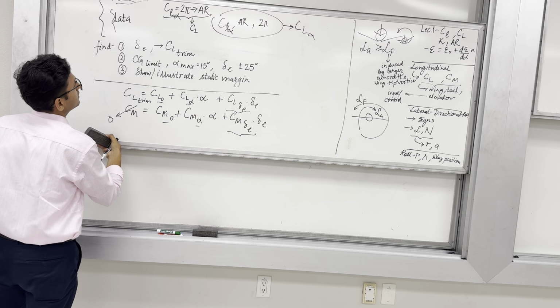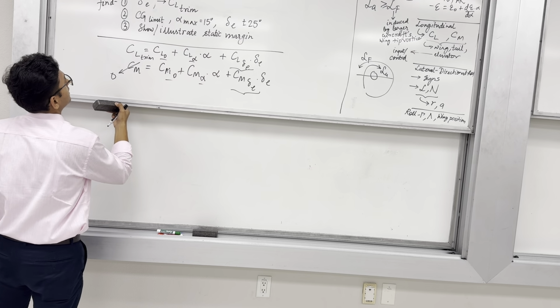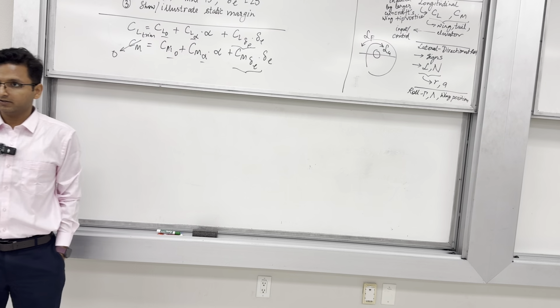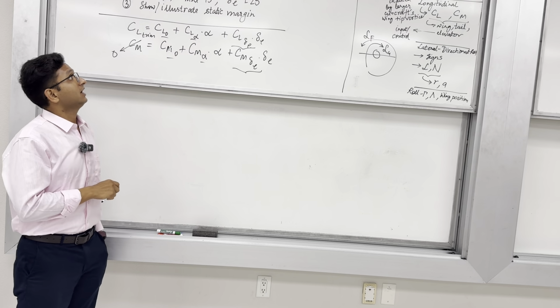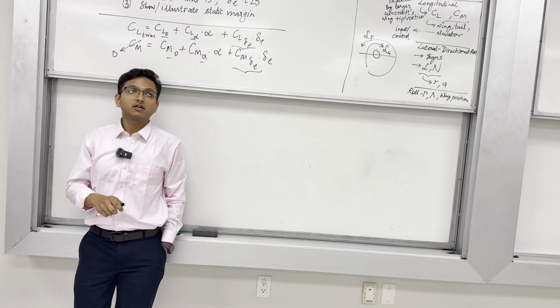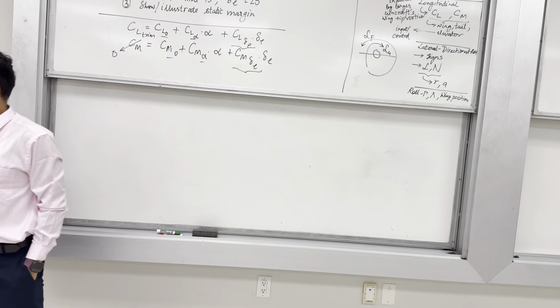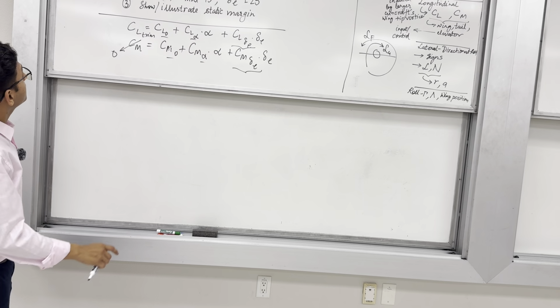Next, CG limit, alpha max, delta epsilon. So, basically it is saying: what is my maximum forward CG limit, given that I have to fly at maximum 15 degrees and my delta elevator is going to be plus minus 25 degrees. So, first of all, when is this scenario going to happen? Landing, right?